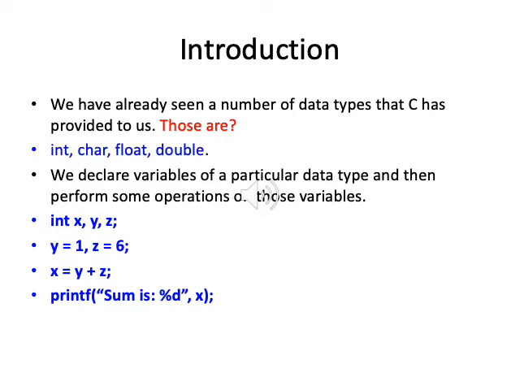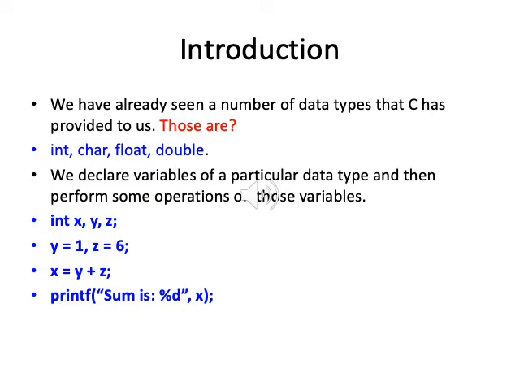So given below is a small program snippet in which we have declared three integers x, y, and z. And in the next line of code, we are assigning values of 1 and 6 to y and z. And in the next line, we're adding y and z and assigning that value to x. And finally, we print the value of x.